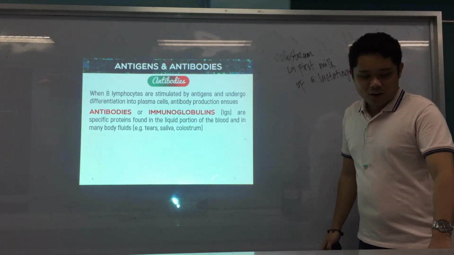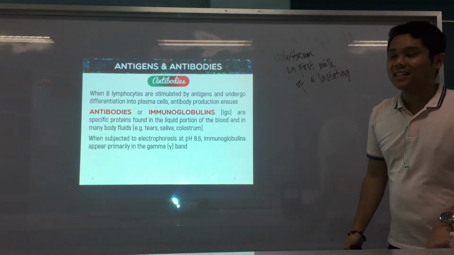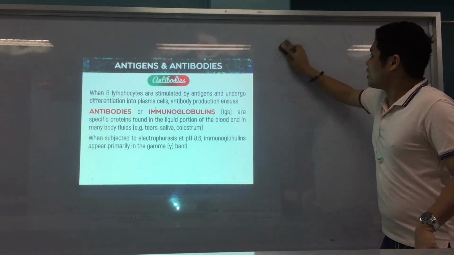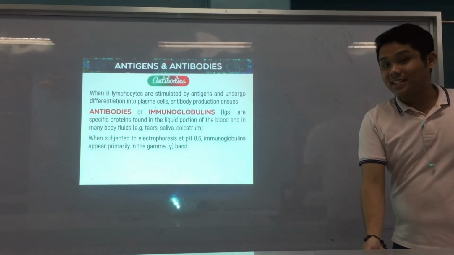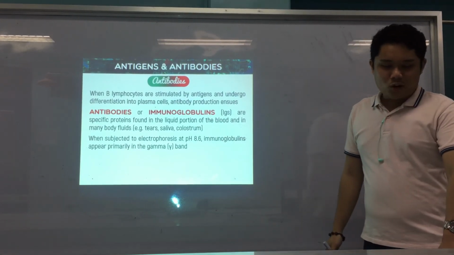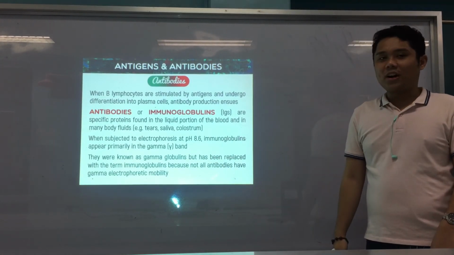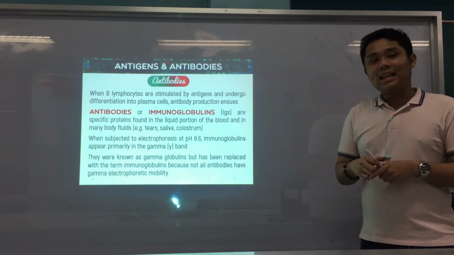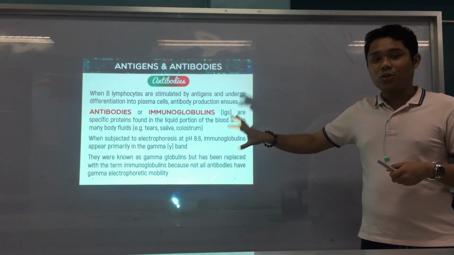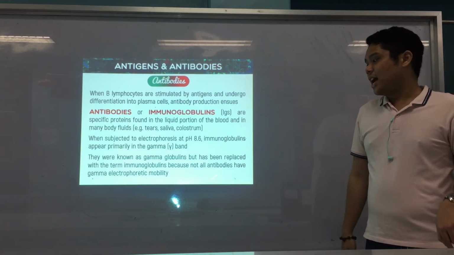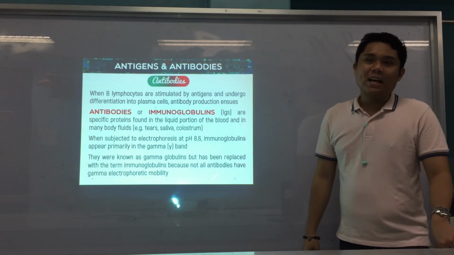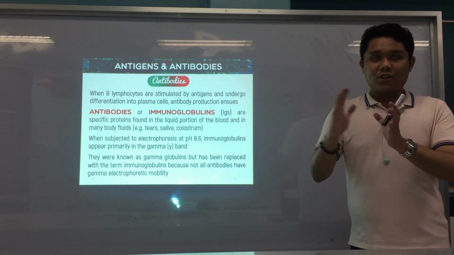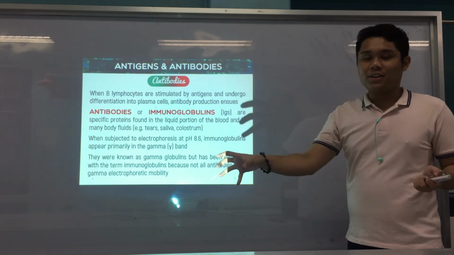When subjected to electrophoresis at pH 8.6, they usually go to the gamma portion, or the gamma band. That is why they were originally known as gamma globulins. But throughout the years of study, it was found that there are other antibodies that do not only go to the gamma band on electrophoresis, so the name was changed to immunoglobulins. Generally, though, the first name is gamma globulins, because when first studied, they all went to the gamma band of the electrophoresis.